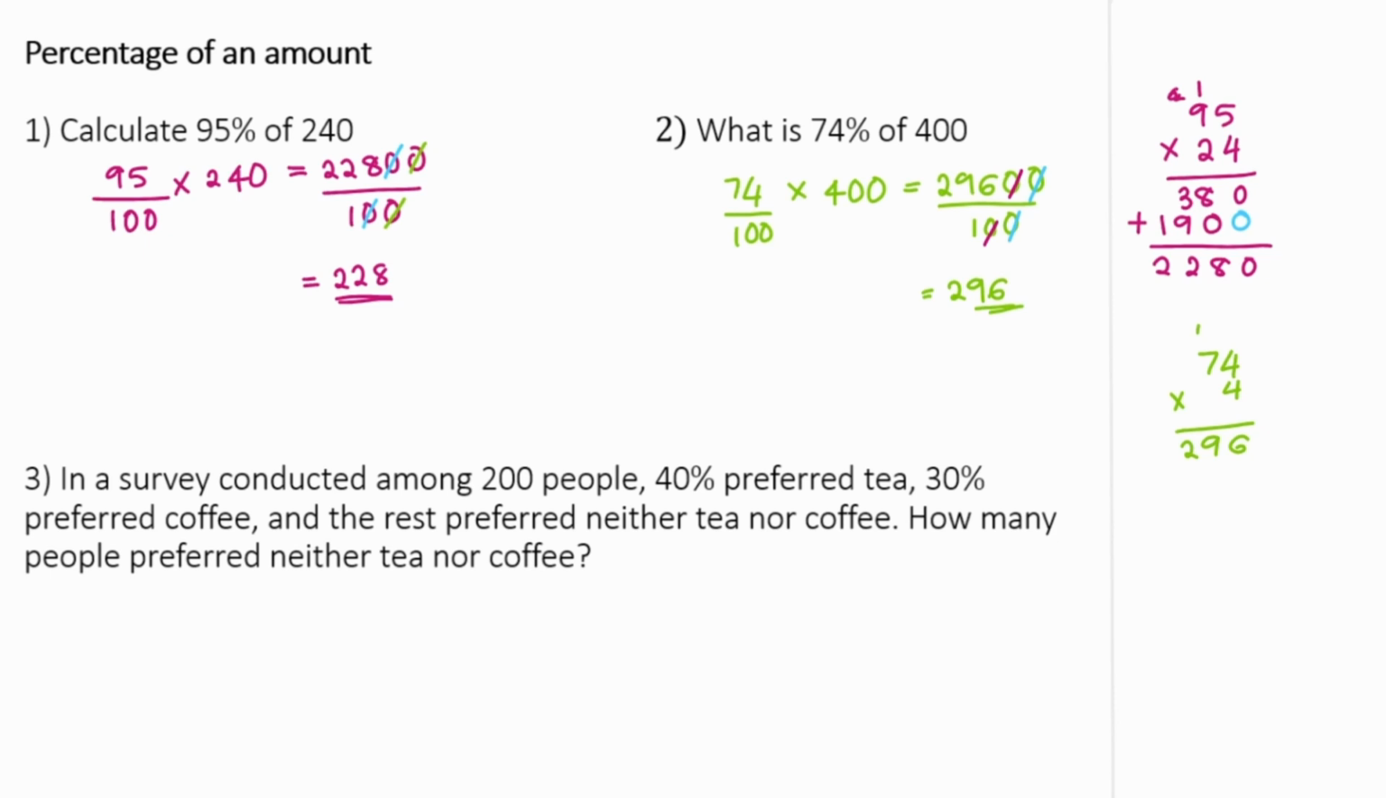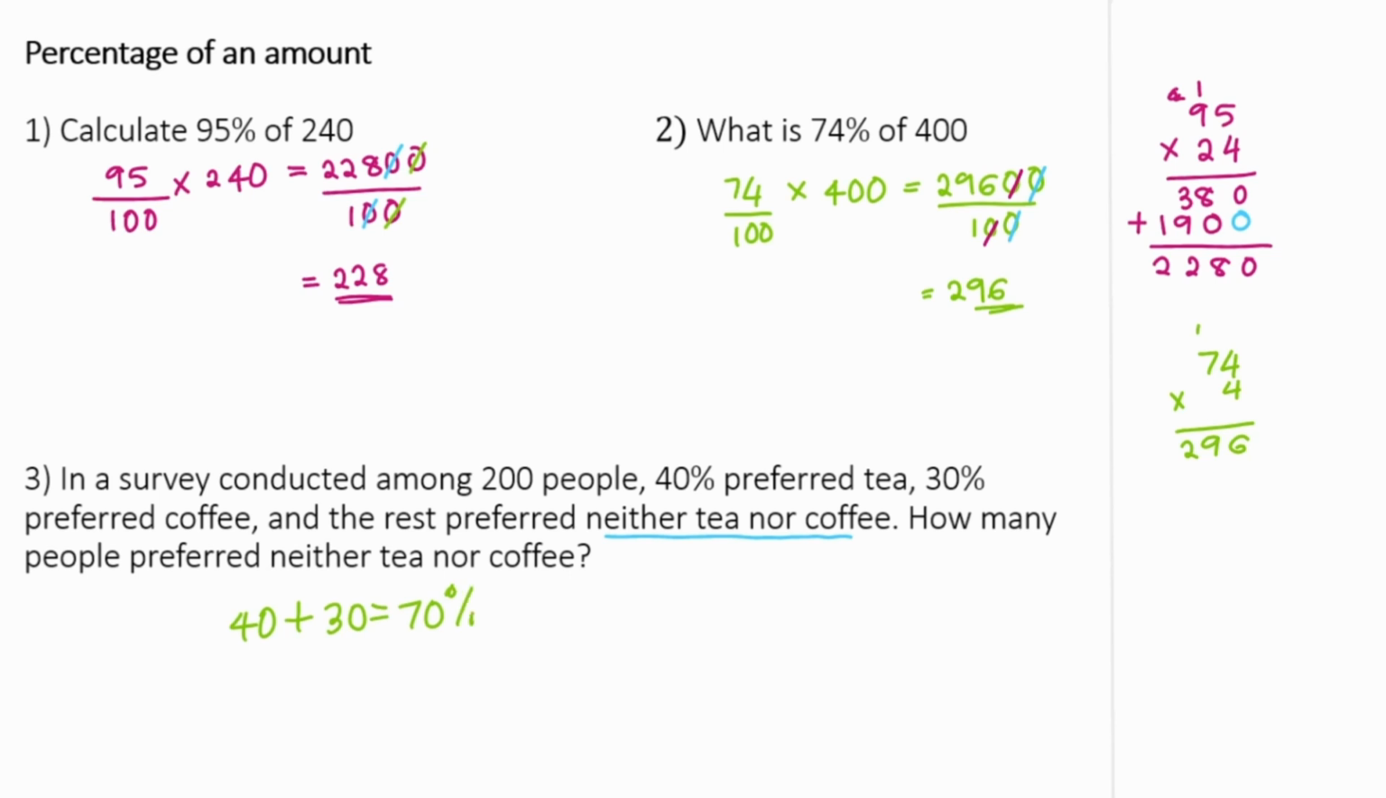Number 3 says, in a survey conducted among 200 people, 40% preferred tea, 30% preferred coffee, and the rest preferred neither tea nor coffee. How many people preferred neither tea nor coffee? So we are looking for the percentage of people that do not like tea or coffee. And in order to do that, first we're going to add the percentage that like tea and coffee, which is 40% for tea and 30% for coffee, which means 70% of the people like tea and coffee.